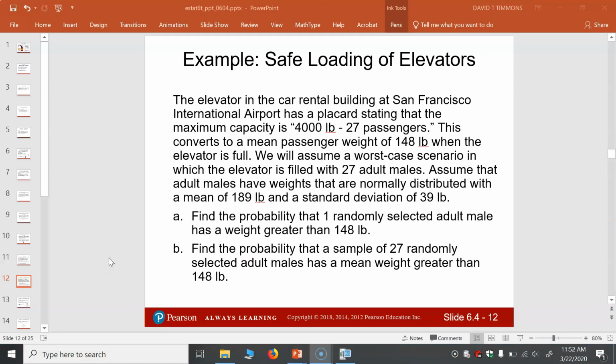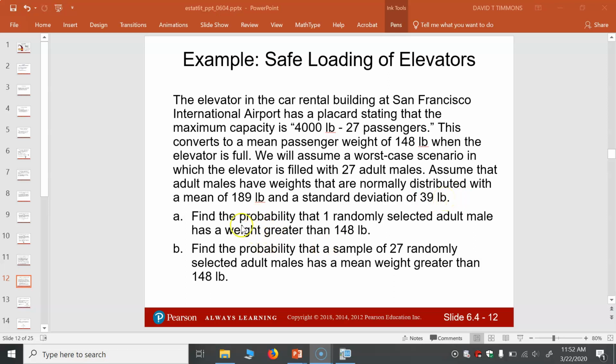So let's look at an application of the central limit theorem. Here's the safe loading of elevators. This is at the San Francisco airport, and the elevator has a maximum capacity of 4,000 pounds or 27 passengers. So if 27 people are on the elevator, 4,000 divided by 27 is 148 pounds. We'll assume the worst case scenario that 27 adult males get on the elevator, and the population for adult male weights has a mean of 189 pounds and standard deviation of 39 pounds. So there's our mu and sigma right there.